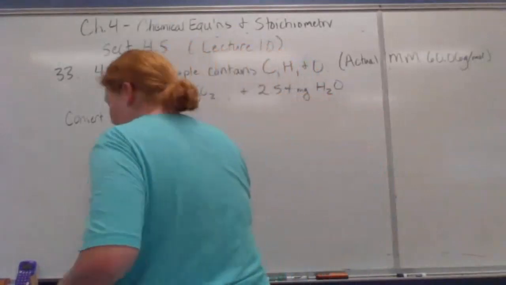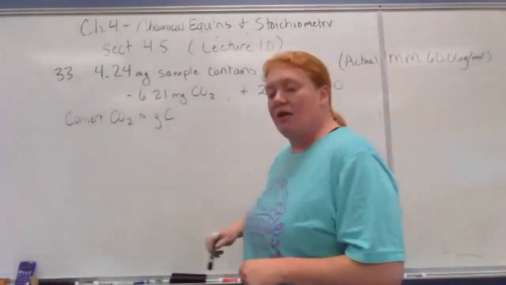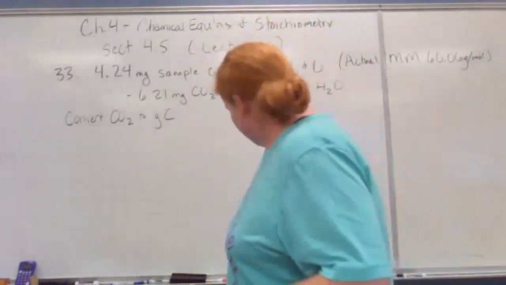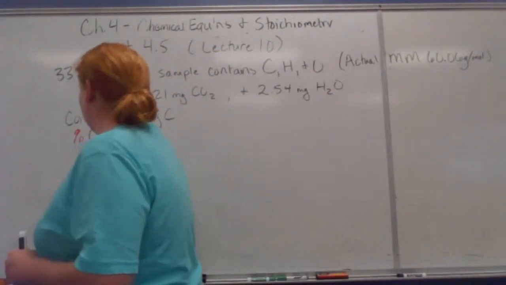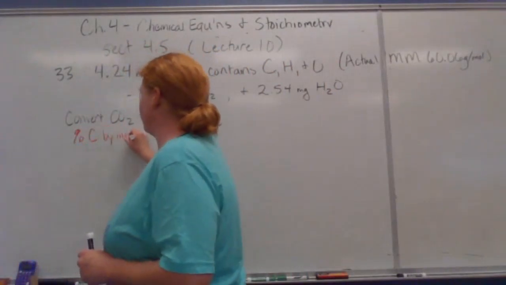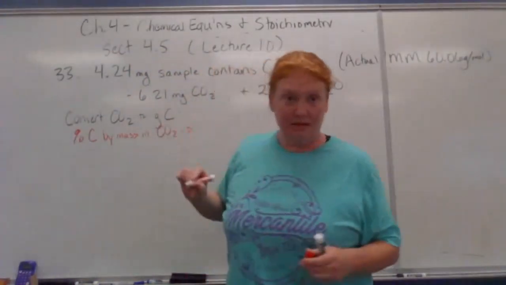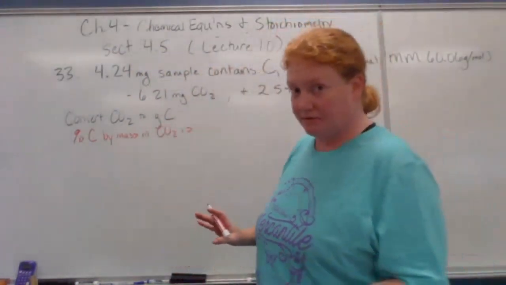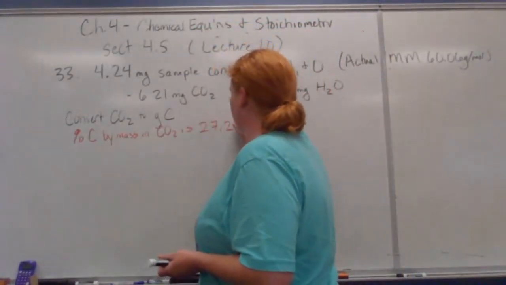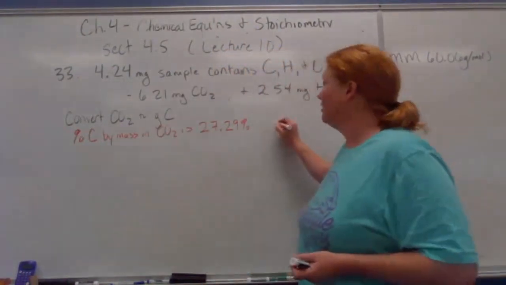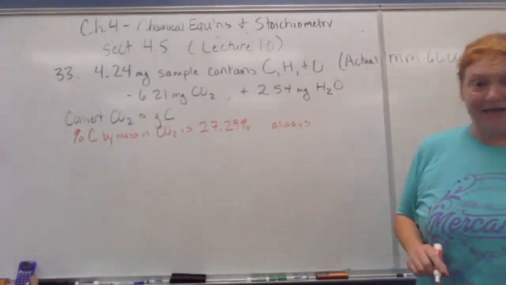Okay, so if you're going to work it with mass percents, which is the way I'm going to show it here in the video, then what you need to remember is that the percent carbon by mass in carbon dioxide is always this number: 27.29%. Always, this is the percentage, 27.29% by mass.